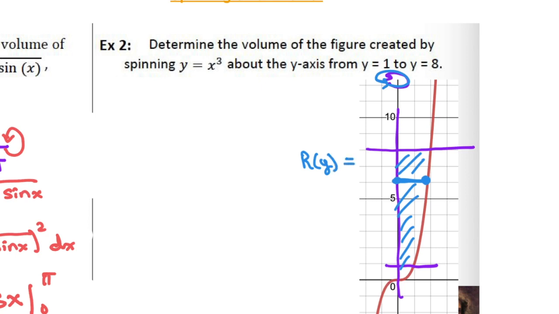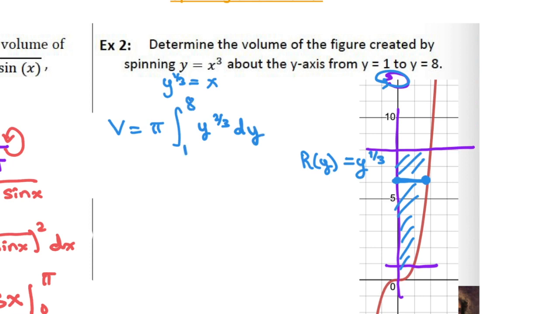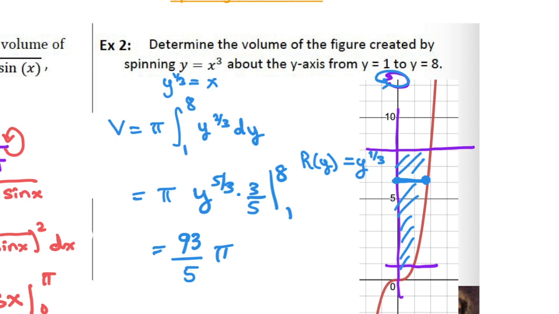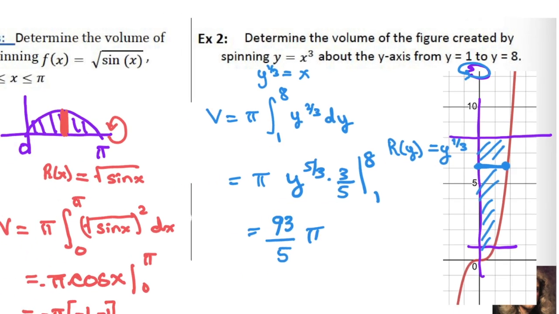And in this case, we have to solve. So x is equal to y to the 1/3 power. So the radius is y to the 1/3 power. The volume is pi, radius squared, so that's y to the 2/3, times the thickness, there's your dy, and we're going to integrate from 1 to 8. And once we integrate, we will be left with our pi, y to the 5/3 times 3/5, substituting in 8 and 1, do your subtraction, you should end up with 93/5 pi. So the volume is pi r squared multiplied by the thickness.